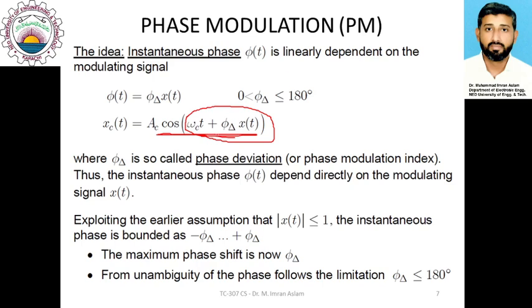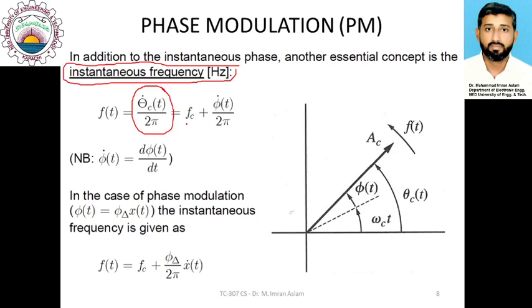And you can quickly see from here, if you differentiate with respect to time and divide it by 2 pi, you would get the instantaneous value to be equal to fc plus the derivative of phi t divided by 2 pi. So phi dot t is d phi t by dt, but we know that phi t is also dependent on the message signal, as we have defined this instantaneous phase as directly proportional to the message signal. So phi t is phi delta into x t.